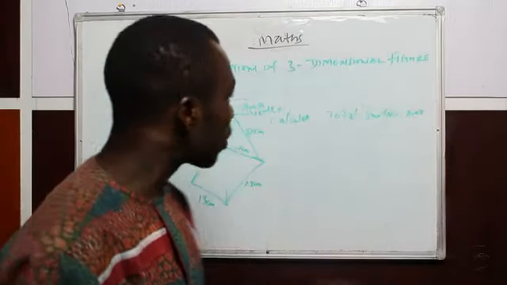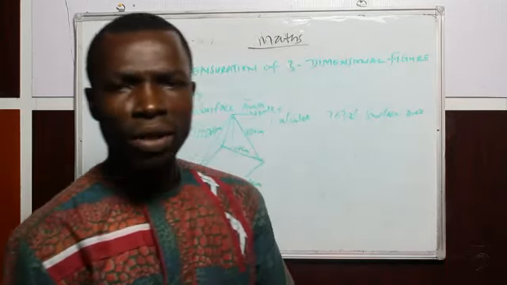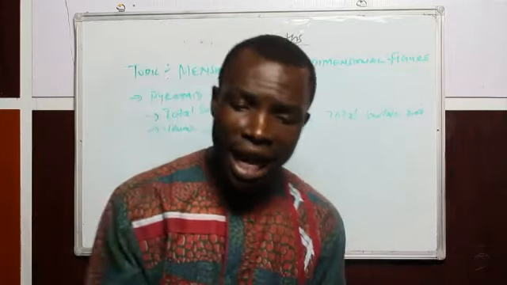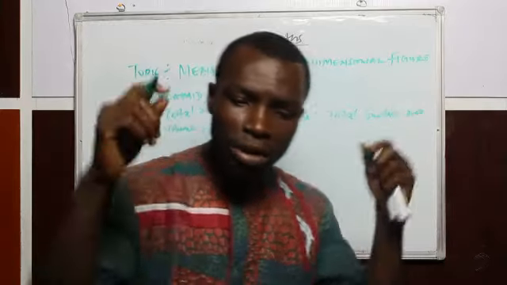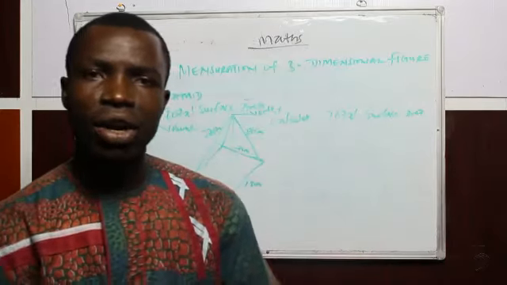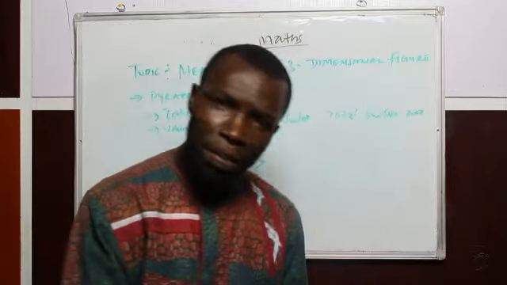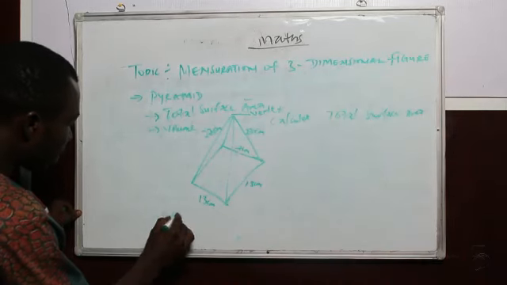Now, how do we calculate total surface area of a square base pyramid? The total surface area of a square base pyramid is given to be the sum of the base and the area of the 4 triangles. You sum the base and the area of the triangle. How do we calculate the area of the base of this pyramid?